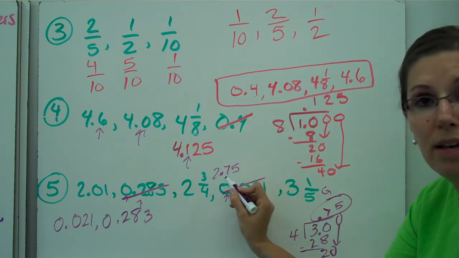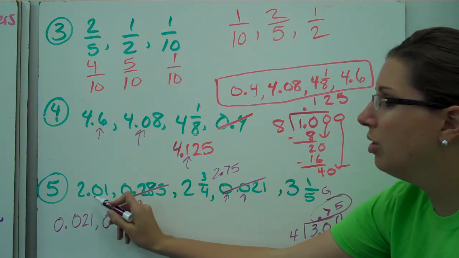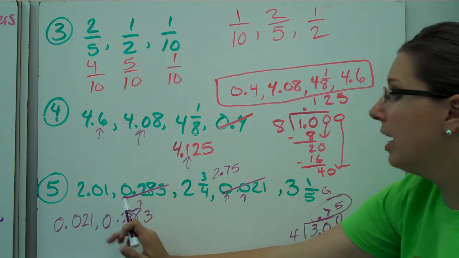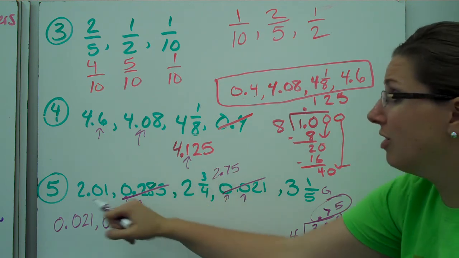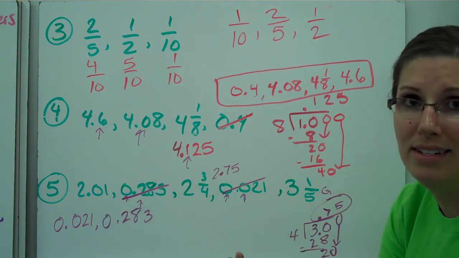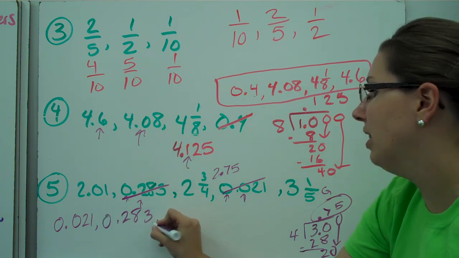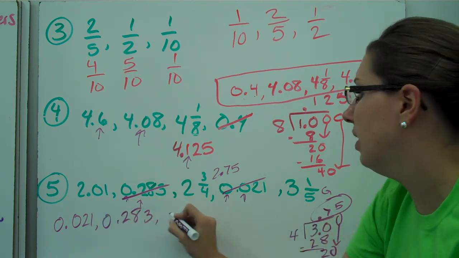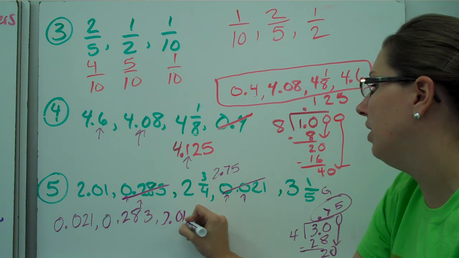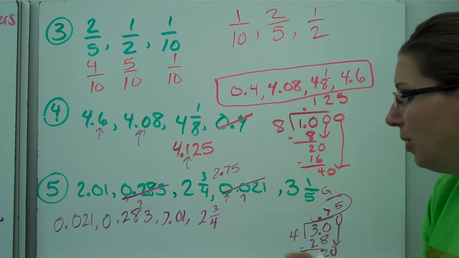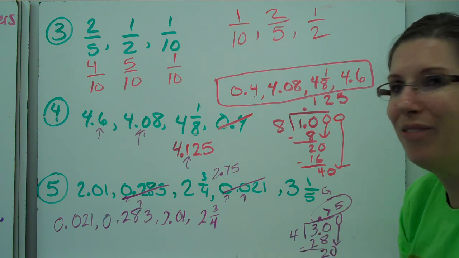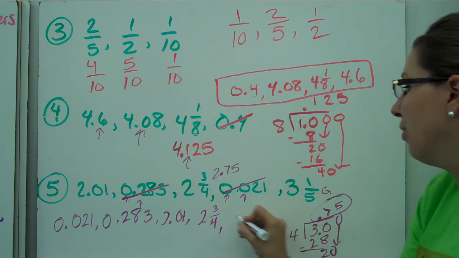So 2.75 is larger than 2.01 because if this were money, $2.75 is larger than $2.01. So I'm writing them in order from least to greatest. So here we go. My 2.01 goes next. 2 3/4 goes after that. And then lastly, 3 1/5.